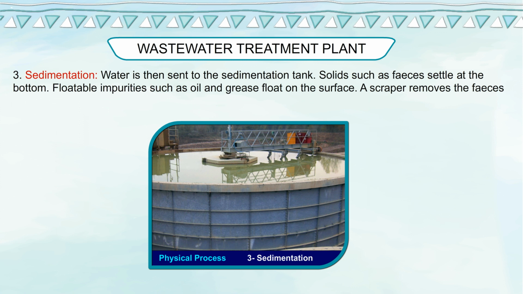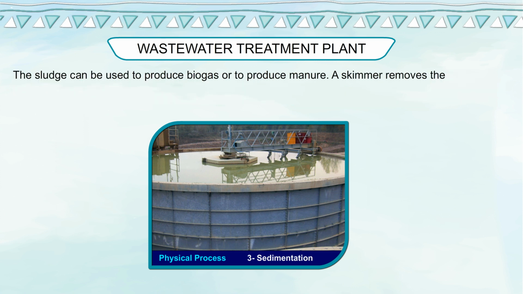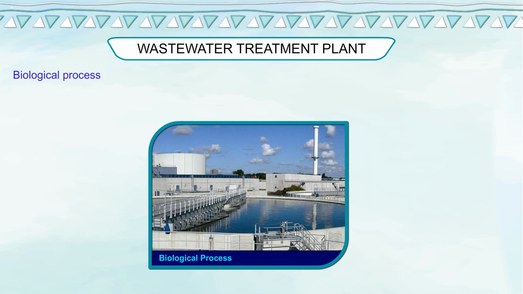Floatable impurities such as oil and grease float on the surface. A scraper removes the feces from the water. The impurity thus collected is known as sludge, which is sent to the sludge tank. The sludge can be used to produce biogas or to produce manure. A skimmer removes the floatable impurities. Now, the water is called clarified water.